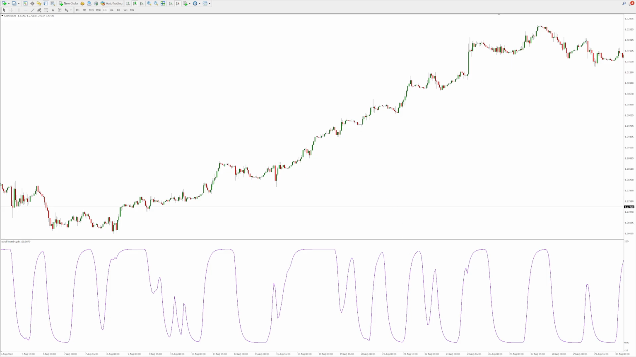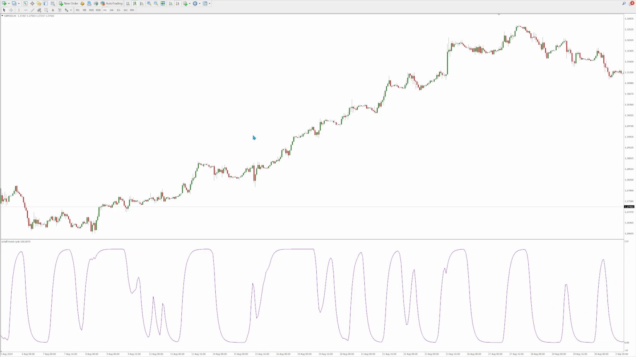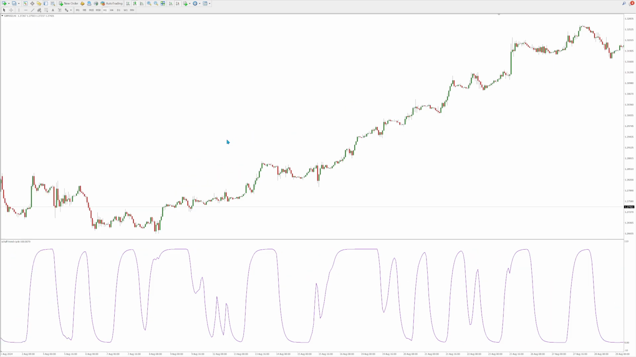Okay, so just briefly, the Schaff Trend Cycle Indicator can help you identify overbought and oversold market conditions. And then we can use this to time our entries into the trend. This is my interpretation of it and how I would trade it. So the first thing to do is we need to identify a trend.